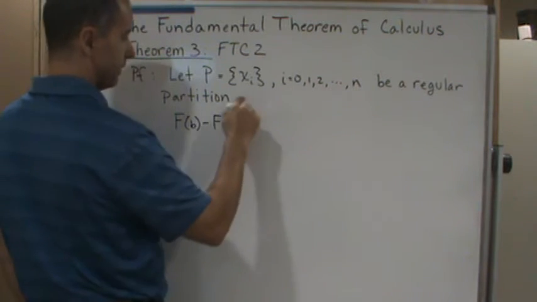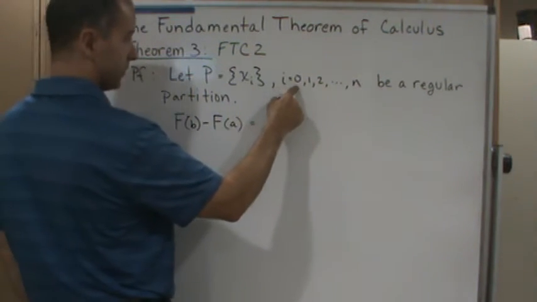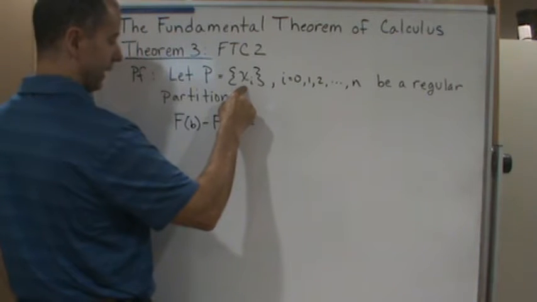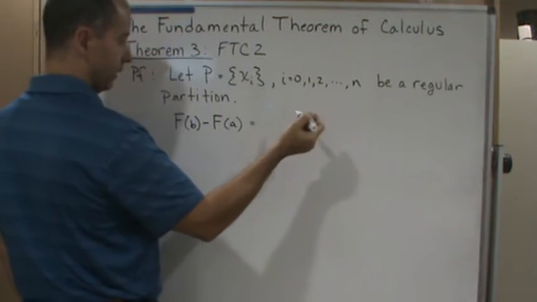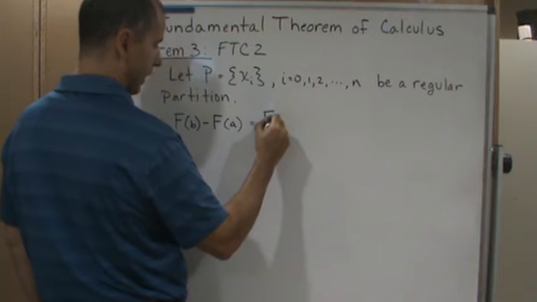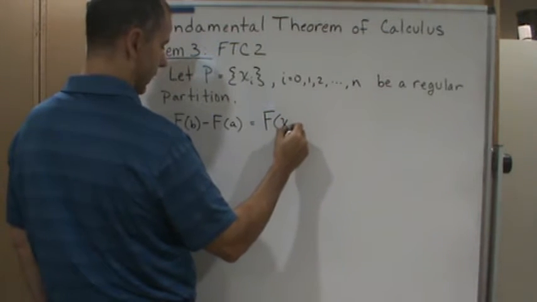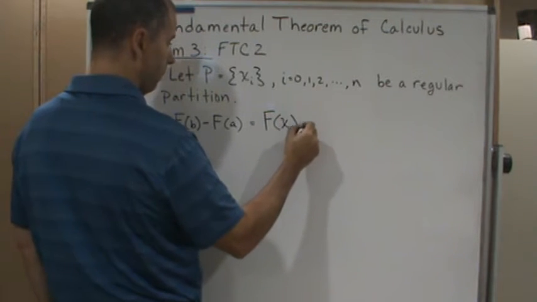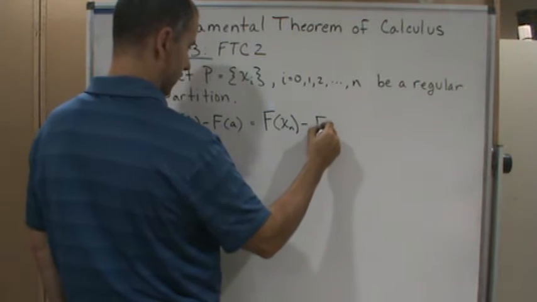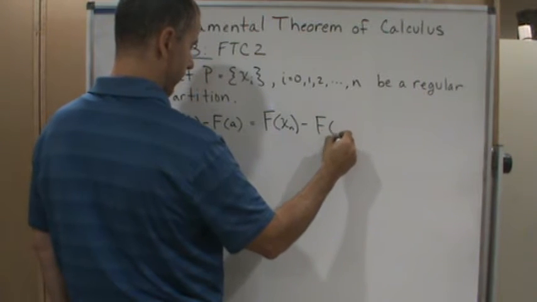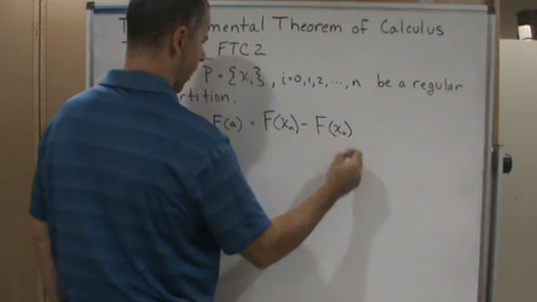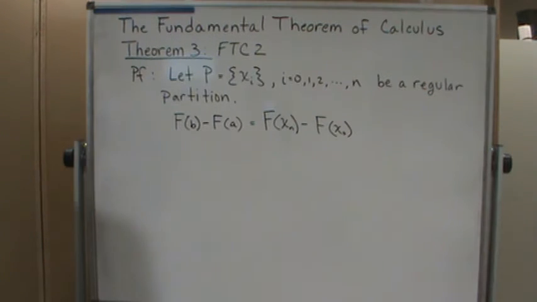Based on this, what is x sub 0? x sub 0 is a, and x sub n is b. So we can write this as f of x sub n minus f of x sub 0, right?